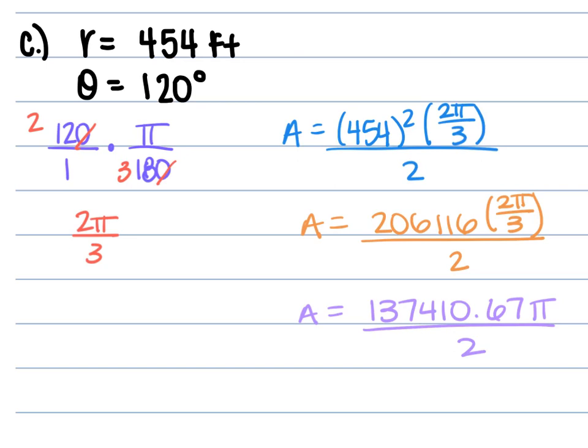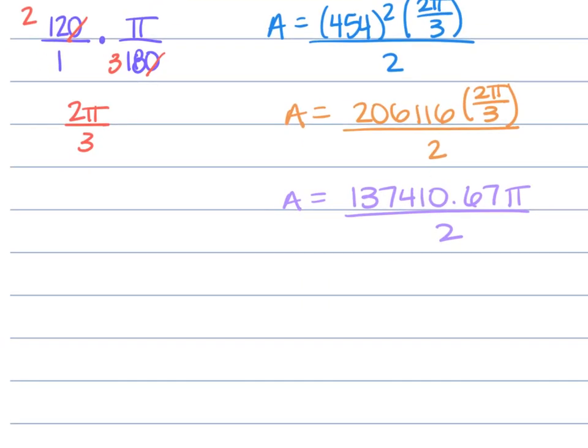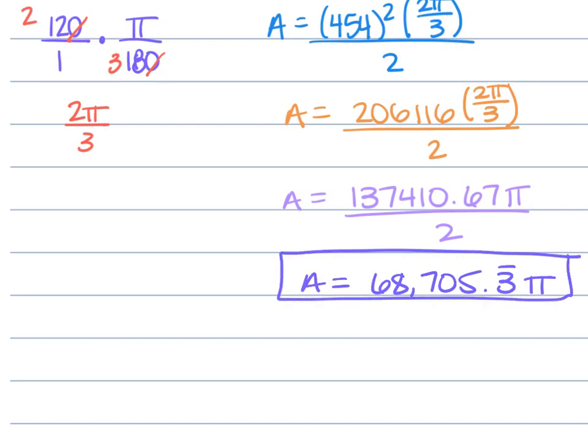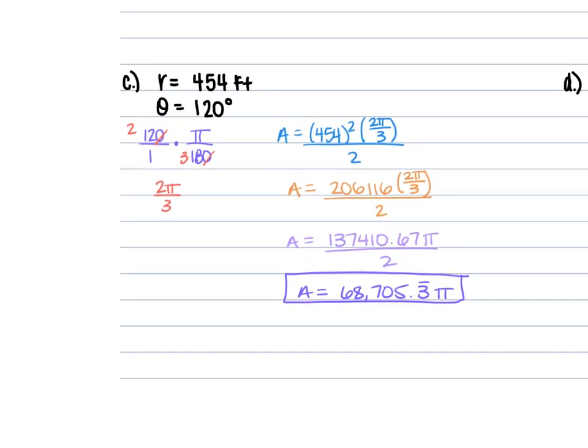And then just from that 137,410.6667, divide that number by 2, and you'll get your most precise area of 68,705.3 repeating times pi. Again, we're leaving this in terms of pi, so your answer should have pi attached to it.